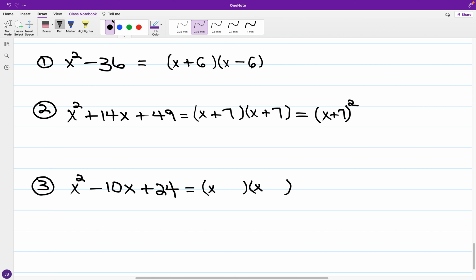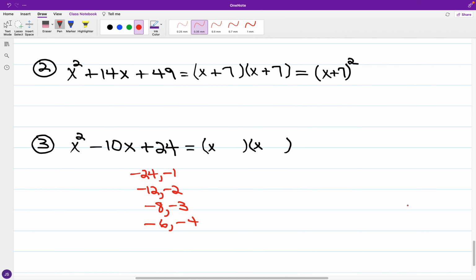And when thinking about factors of 24 that are negative, you might be thinking of items like negative 24 and negative 1, or negative 12 and negative 2, or like negative 8 and negative 3, and even possibly negative 6 and negative 4.